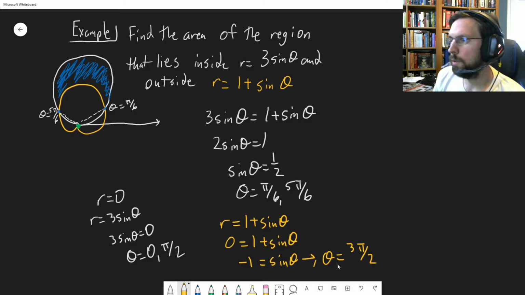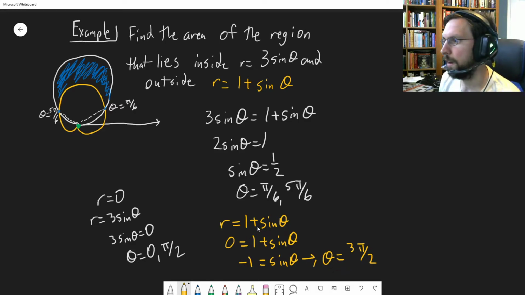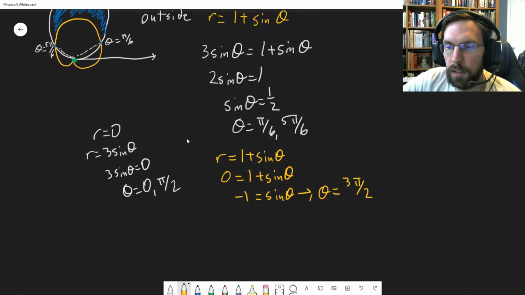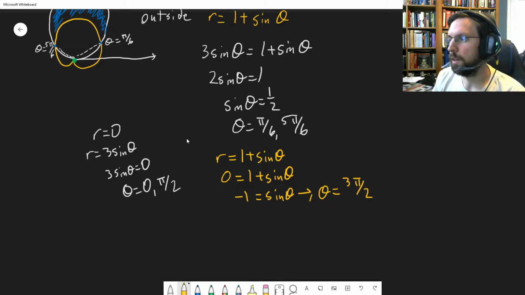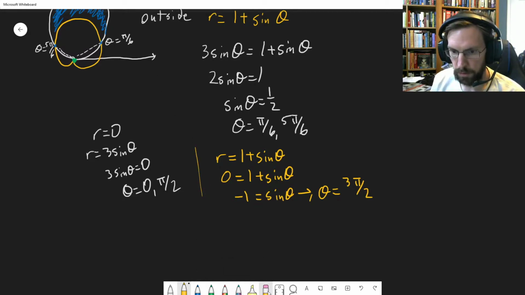So there is in fact an intersection point. Sorry, I had to quickly double check my trig. There is an intersection point, but they're not occurring at the same angles. That's not right. This one isn't right. This is pi.